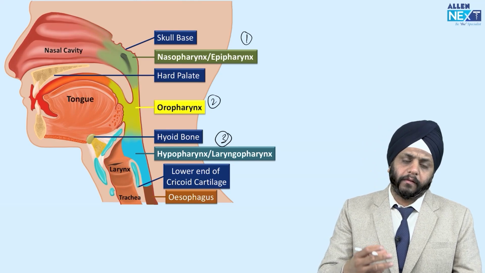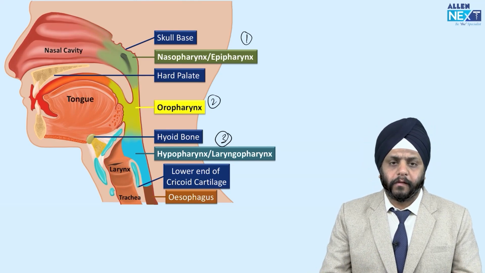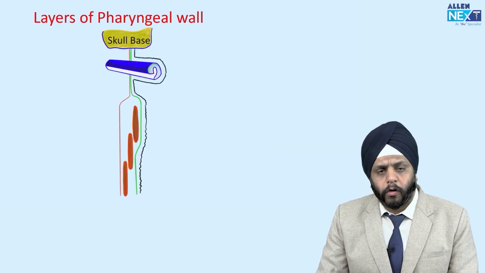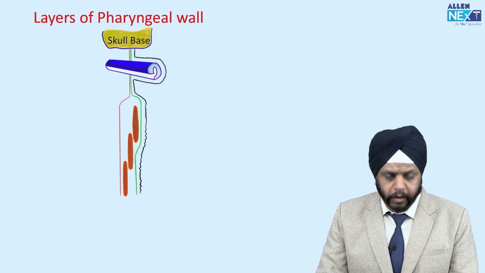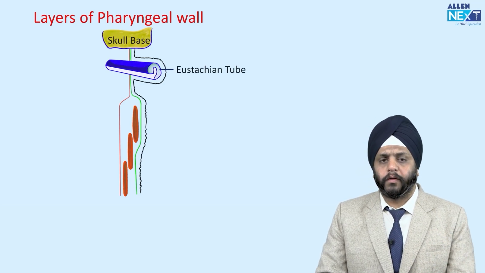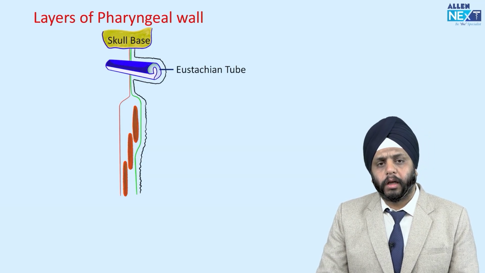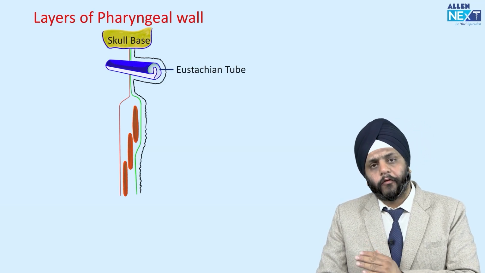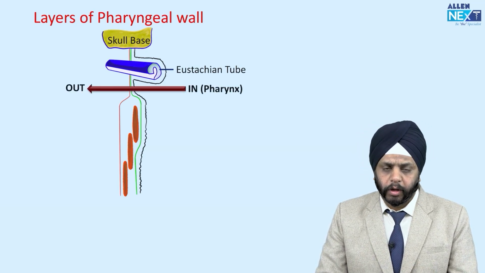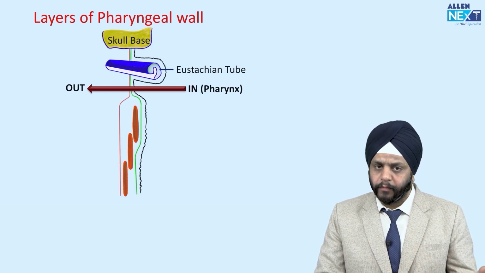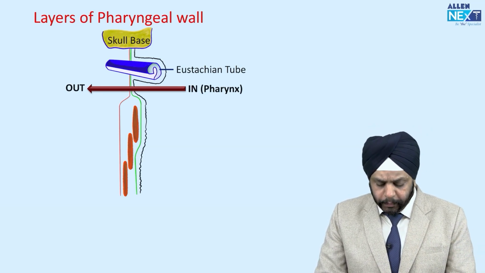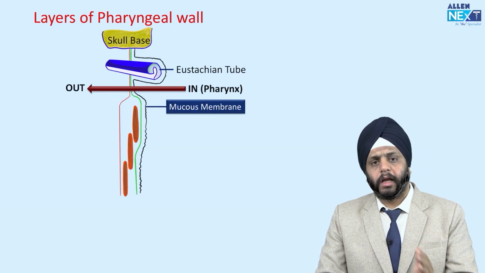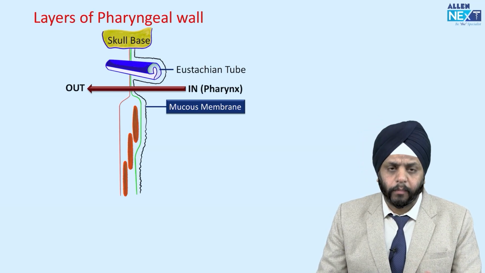Right? Now, before we discuss each of these parts, their anatomy, their diseases, let us first look at the pharyngeal wall. So, how many layers are there in this pharyngeal wall? You see, we can see the skull base, we can see the eustachian tube coming from out to in, and we can see the four different layers. Now, these layers can be studied from in to out. Okay, what is inside? Inside is the pharynx, the pharyngeal cavity. We're going out. So when we are going out, from pharynx to out, number one, the innermost layer is the mucous membrane, the mucosa.